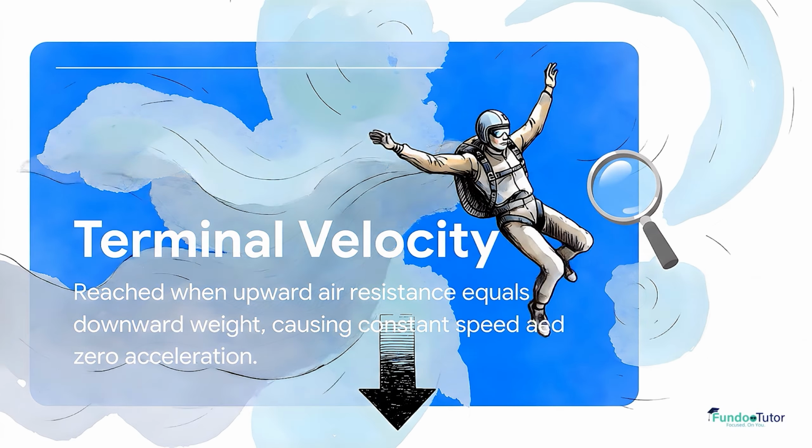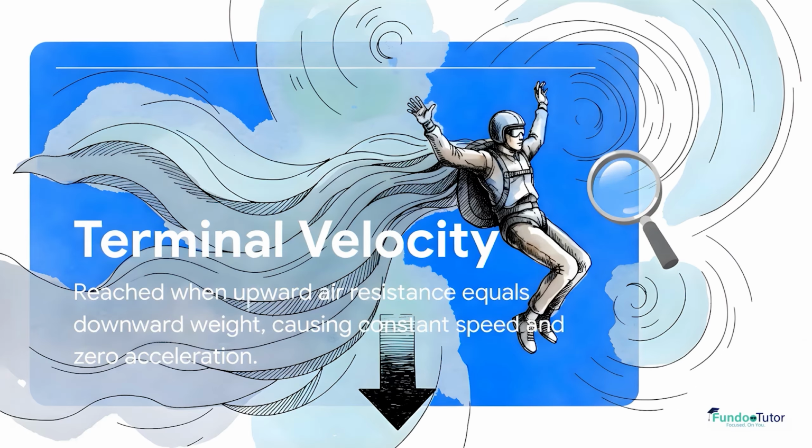All right, let's talk about terminal velocity. Picture someone jumping out of a plane. As they fall, they get faster and faster, right? Well, as their speed increases, the air resistance pushing up against them also increases. Eventually, there's a point where that upward push of air resistance perfectly balances the downward pull of their weight. At that exact moment, the forces are balanced, there's zero acceleration, and they fall at a constant, maximum speed. And that, my friends, is terminal velocity.